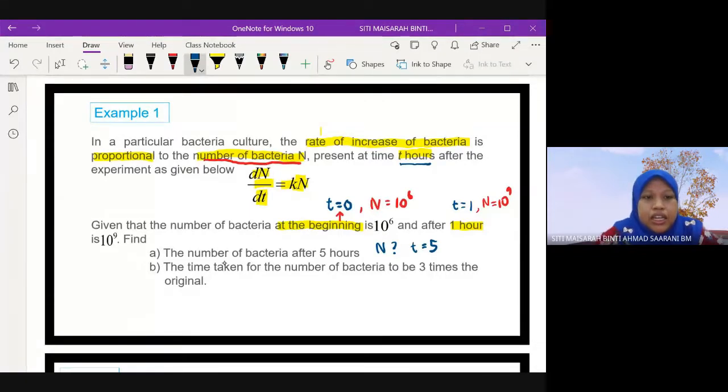Okay. Yang kedua B, the time taken for the number of bacteria to be 3 times the original. So dia nak T when N equals to 3 times original. Original is 10 to the power of 6. Maksudnya N pada T kosong adalah 10 to the power of 6. So times dengan 3. Okay. So ini dia punya soalan dia. So kita perlukan N in term of T.